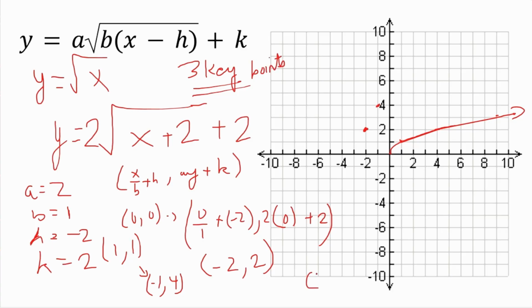Let's just do one more. 4, 2. That turns into 4 divided by 1 minus 2, so 2. And 2 times 2 is 4, plus 2 is 6. So it turns into 2, 6. Did I do that right? 4 minus 2, and then 4 plus 6. Yeah. So those are my points, and I'll just make the graph like that. Yeah, that's it. So whenever you can, mapping notation.